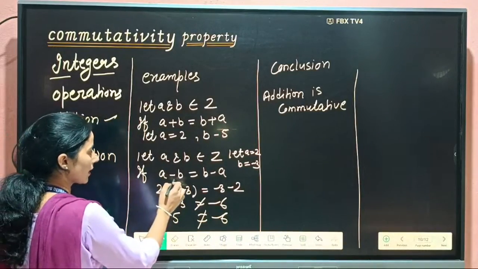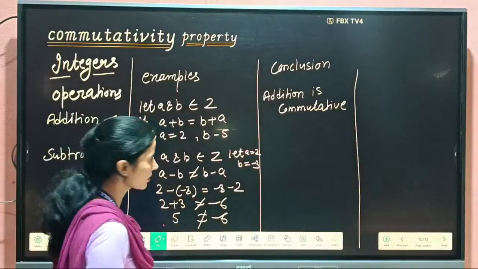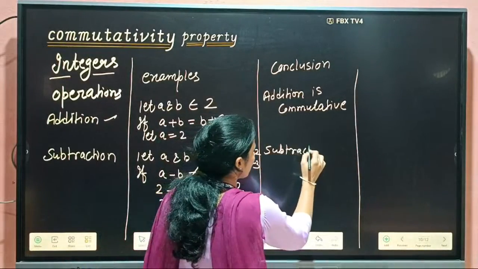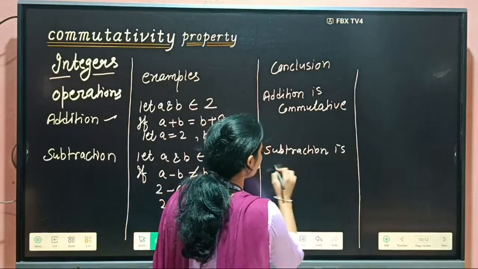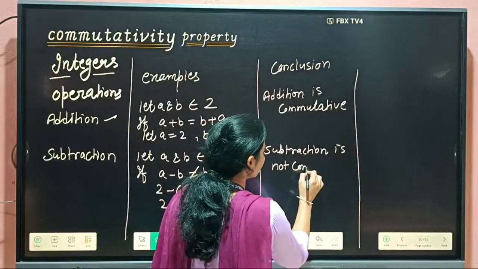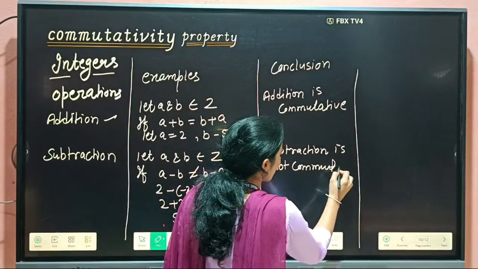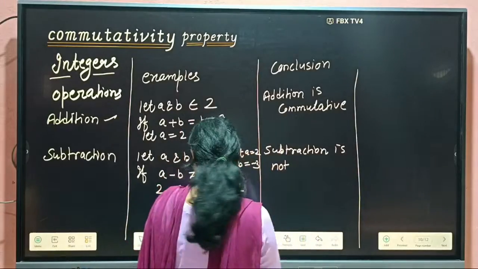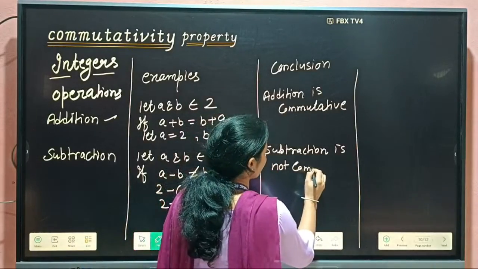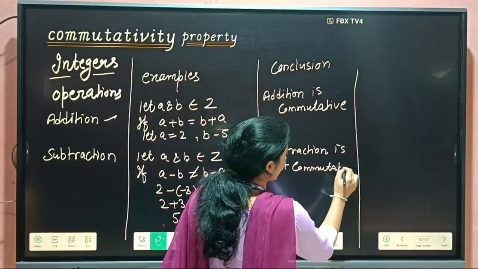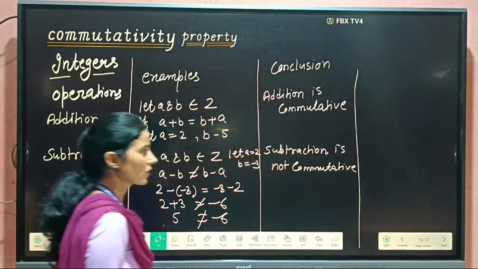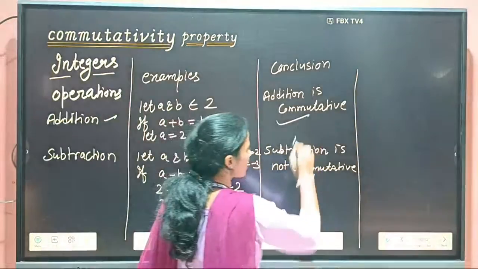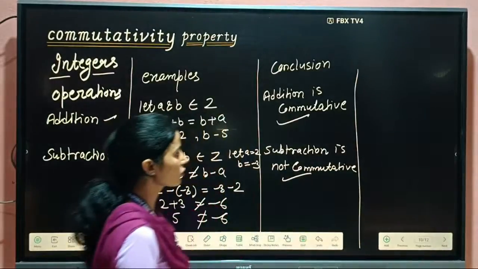So we got 5 is not equal to minus 5. So A minus B is not equal to B minus A. It means subtraction is not commutative. We checked that addition is commutative and subtraction is not commutative in case of integers.